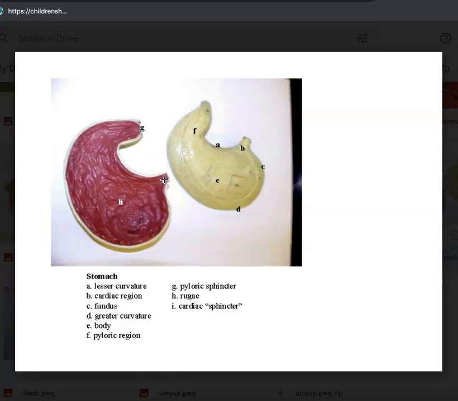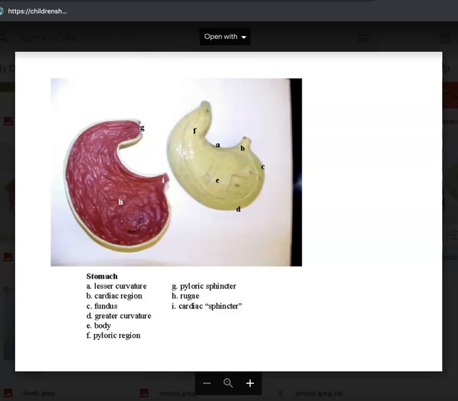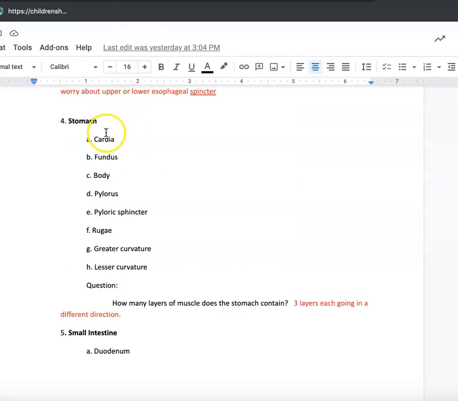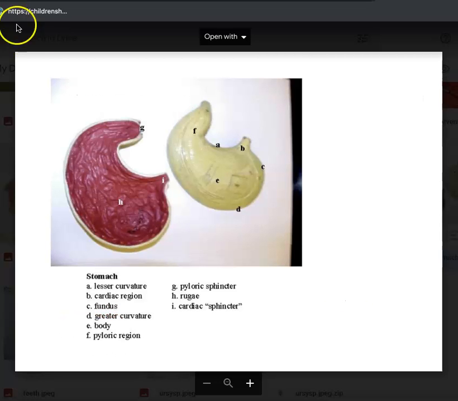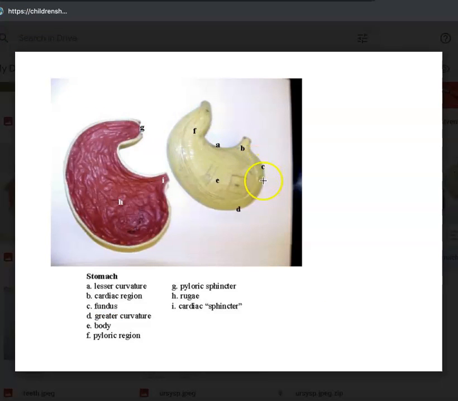It's named that because if you look at the torso, that area is kind of behind the heart, and that's why it was named that. This region of the stomach right here, where B is, is the cardiac region. They call it cardia. If you look here, okay, it's cardia. I'll accept either one. That is fine. So that's the cardiac region in here. This region here is the fundus.